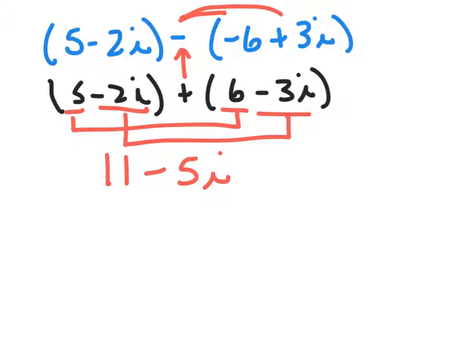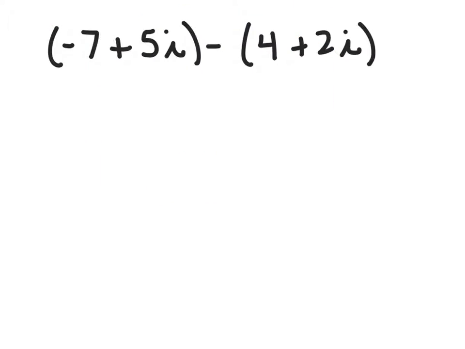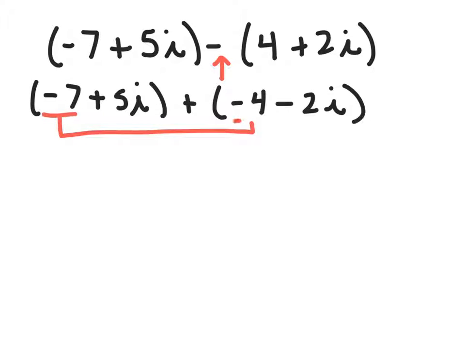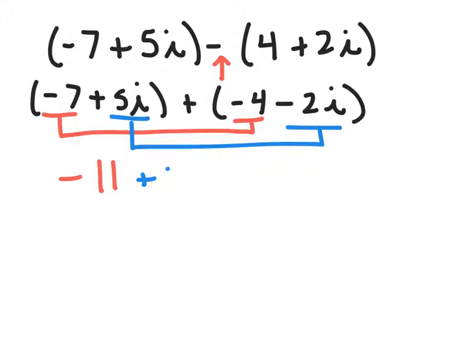Let's do another adding the opposite. So immediately I notice it's a subtraction question. I'm bailing on subtraction. Immediately I'm going to take this complex number and I'm going to add the opposites. Opposite of 4 is negative 4. Opposite of 2i is negative 2i. Now I'm back in the easy business of addition. This is a negative 11. This is a positive 3i. And again, there's my answer.